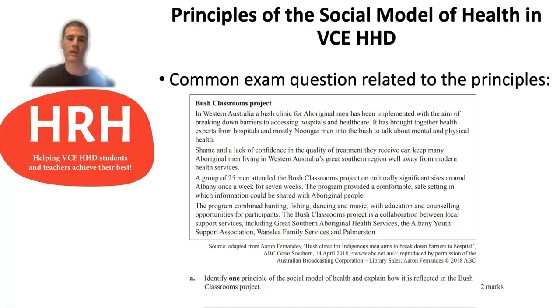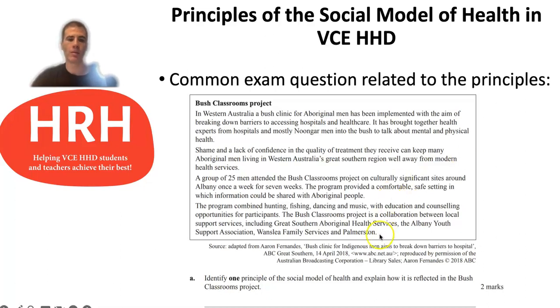So this one here is just focusing on one principle and how it's reflected, so it's only worth 2 marks, and then not asking you to describe it, so you don't have to add in that sort of extra description like you might in, say, a 6-mark question. So you can see here, just briefly, this program or project is focusing on Aboriginal men and helping them to break down barriers to access hospitals and healthcare. With that focus on Aboriginal men, you could say that this program is acting to reduce social inequities, because often Aboriginal or Indigenous men have lower levels of health and well-being than other groups in the community, and this program is trying to improve that.